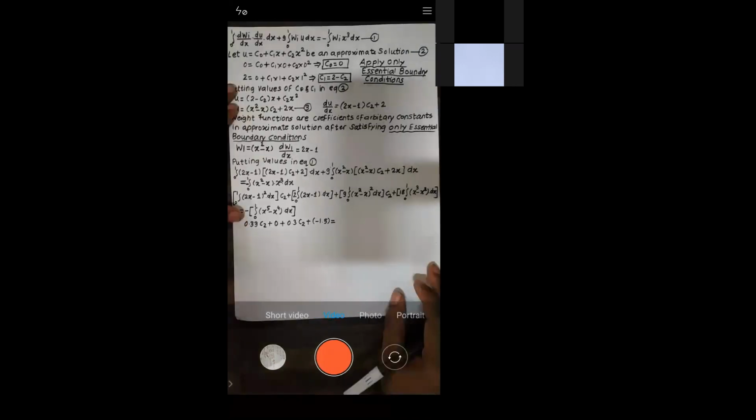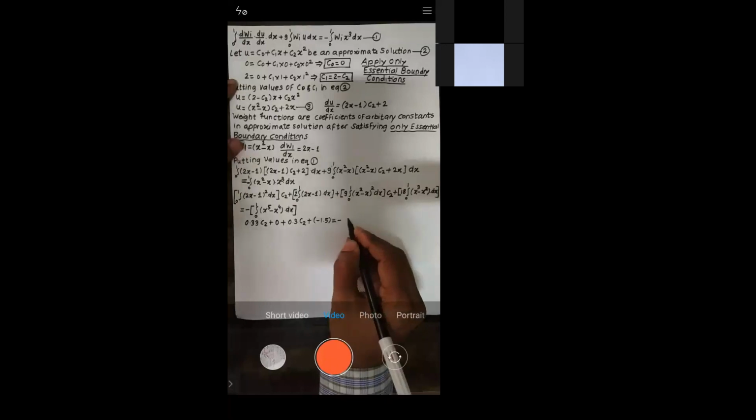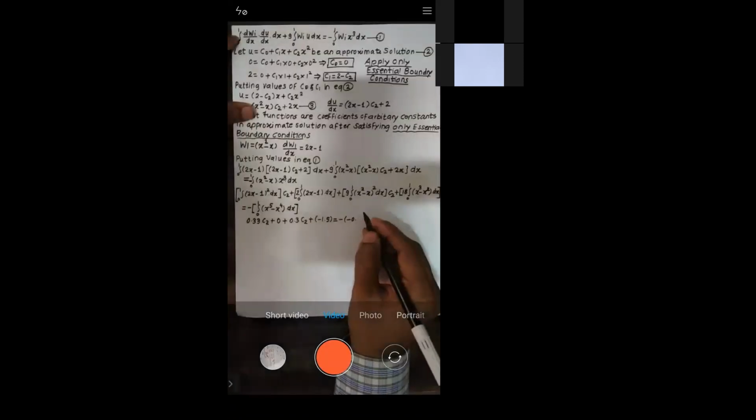Minus 0.033. How much are you getting? See, if I write minus here, then that value is again minus, right? Yes sir, minus 0.033. Is it okay?